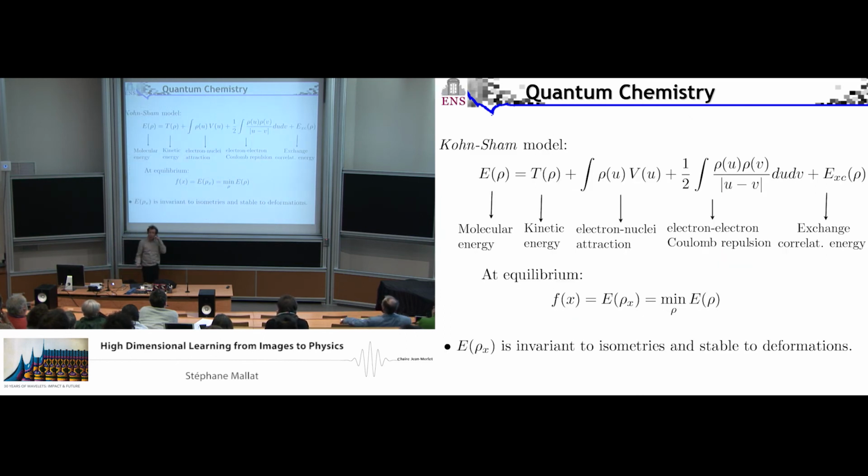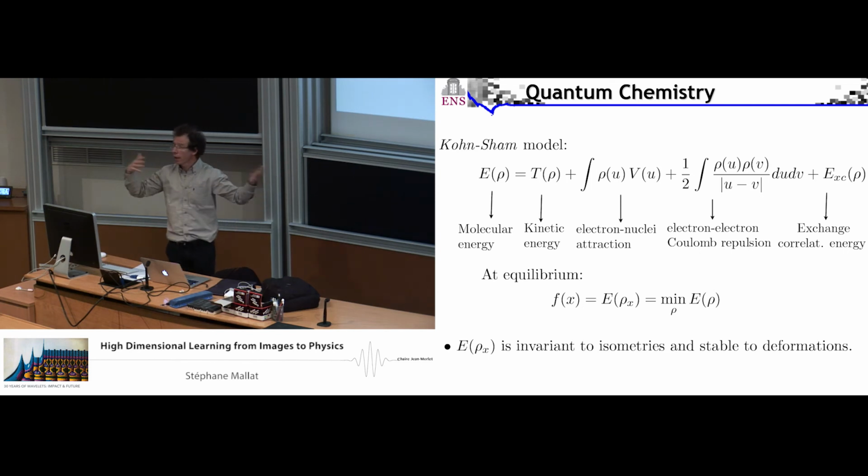Now, how do you compute that in density functional theory? This is the Kohn-Sham model. The total molecular energy is going to be a function of a number of terms. The kinetic energy, which corresponds to energy due to velocity. You have the electron-nuclei attraction term, the repulsion between electrons, and then a very complex nonlinear quantum term, which is called the correlation energy. So if you want to compute the energy of the molecule at equilibrium, that I'll call f of x, that's what I want to learn, it's going to be the minimum energy over all possible electronic densities. And in fact, the real electronic density of the molecule will be the electronic density which minimizes the energy.